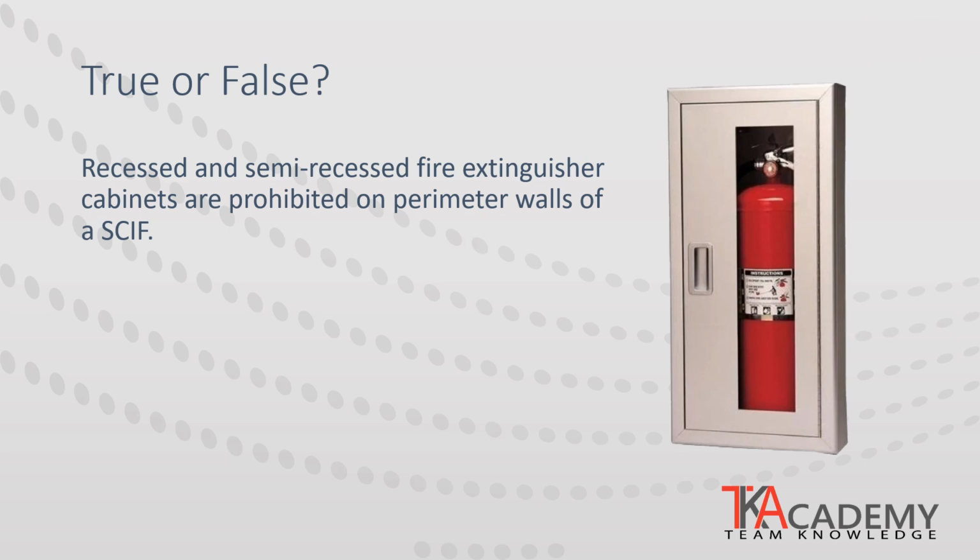True or false? Recessed and semi-recessed fire extinguisher cabinets are prohibited on the perimeter wall of a skiff. The answer is true. A recessed fire extinguisher cabinet will penetrate the wall, therefore violating the integrity of the perimeter wall and compromising the physical security, acoustics, and in some cases the RF barrier protection.